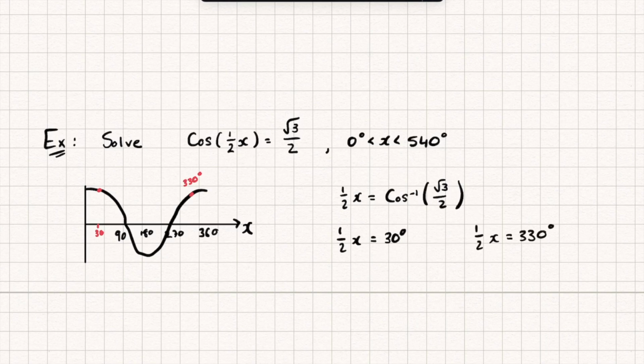Now we found the two solutions in that initial period, we can solve to make x the subject. So times both sides by 2 and we get x equals 60 degrees. Or on this side, if I times both sides by 2, I get x equals 660 degrees.